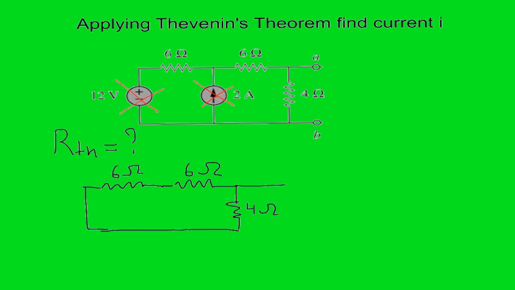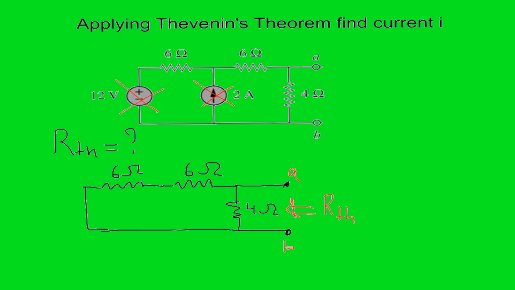And this is very important: we need to find the equivalent resistance, R Thevenin, looking into terminals A and B. So don't forget, this is the place where we need to find the equivalent resistance, A and B. You need to look into the circuit from the right to find R Thevenin.